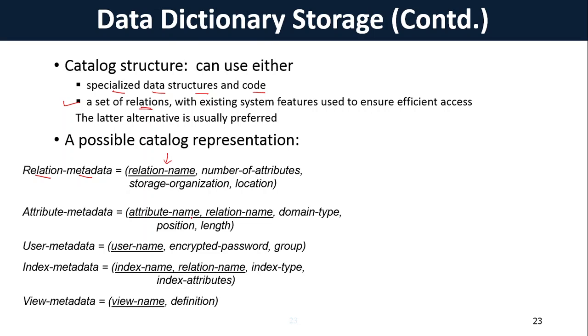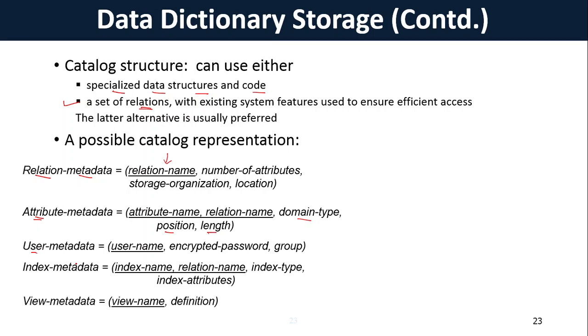But across the relations, we have similar attribute names, right? So for this attribute metadata, we have the primary key as attribute name and relation name. Also, we have other attributes like domain type, position, length, and so on. So this is about attribute metadata.